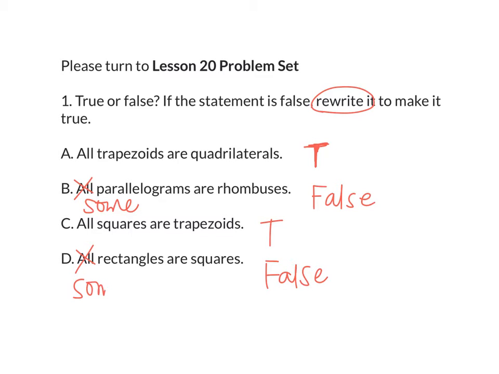Some rectangles are squares. Because which kinds of rectangles are squares? The rectangles that have 4 congruent sides. Very good. And that's only some of them.